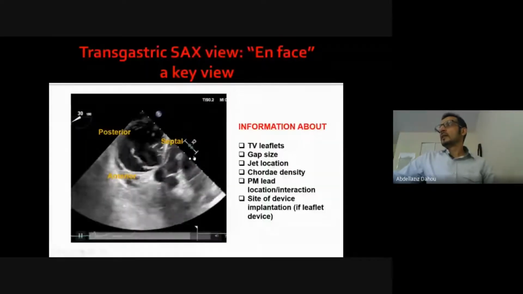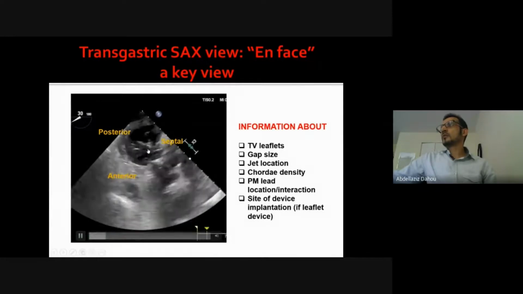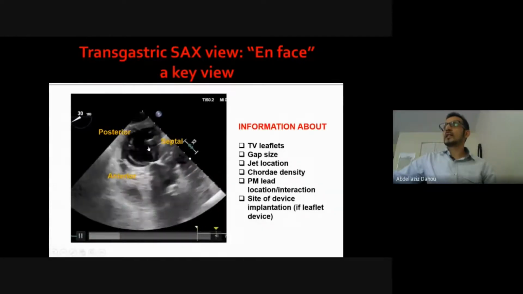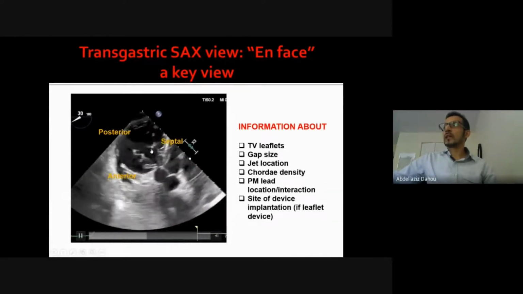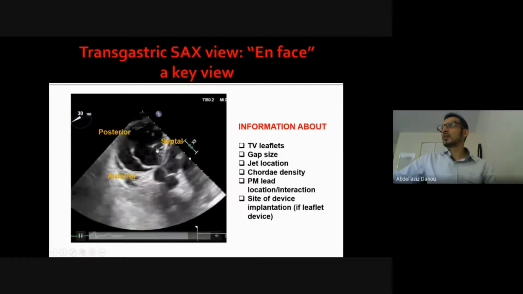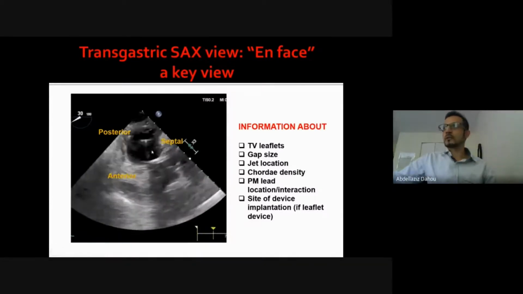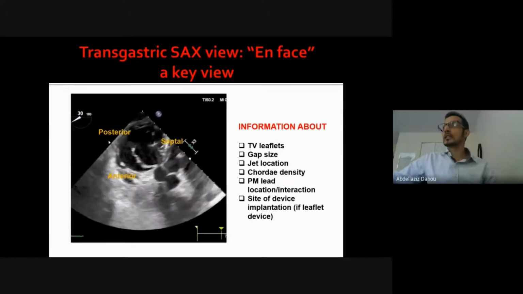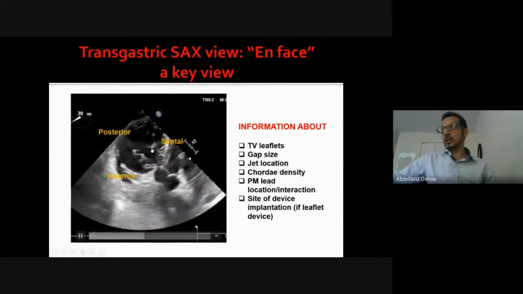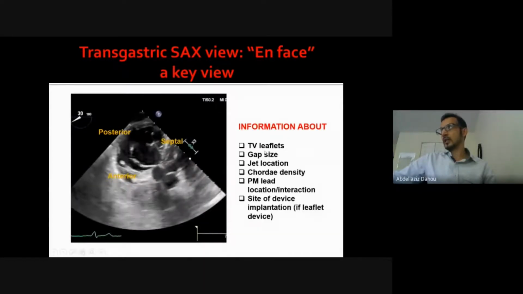So, as said, this is a key view. You see here an example of a patient with a pacemaker lead located just at the center of the coaptation defect, and this case cannot be treated with MitraClip, for example, because you have a lead here. First, it's difficult to implant the device because of the lead, and you can damage the lead. And patients like this one are usually excluded from the trial unless the lead is extracted.